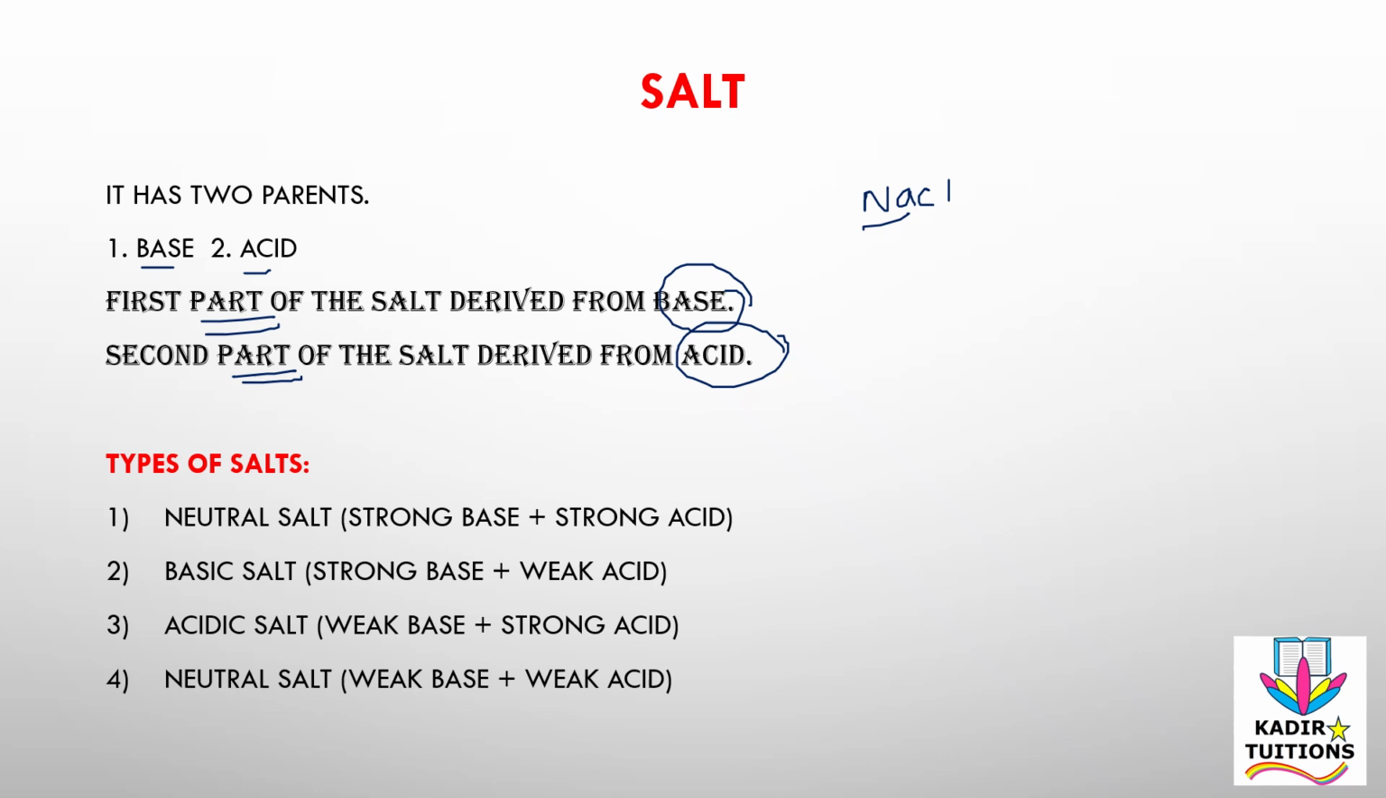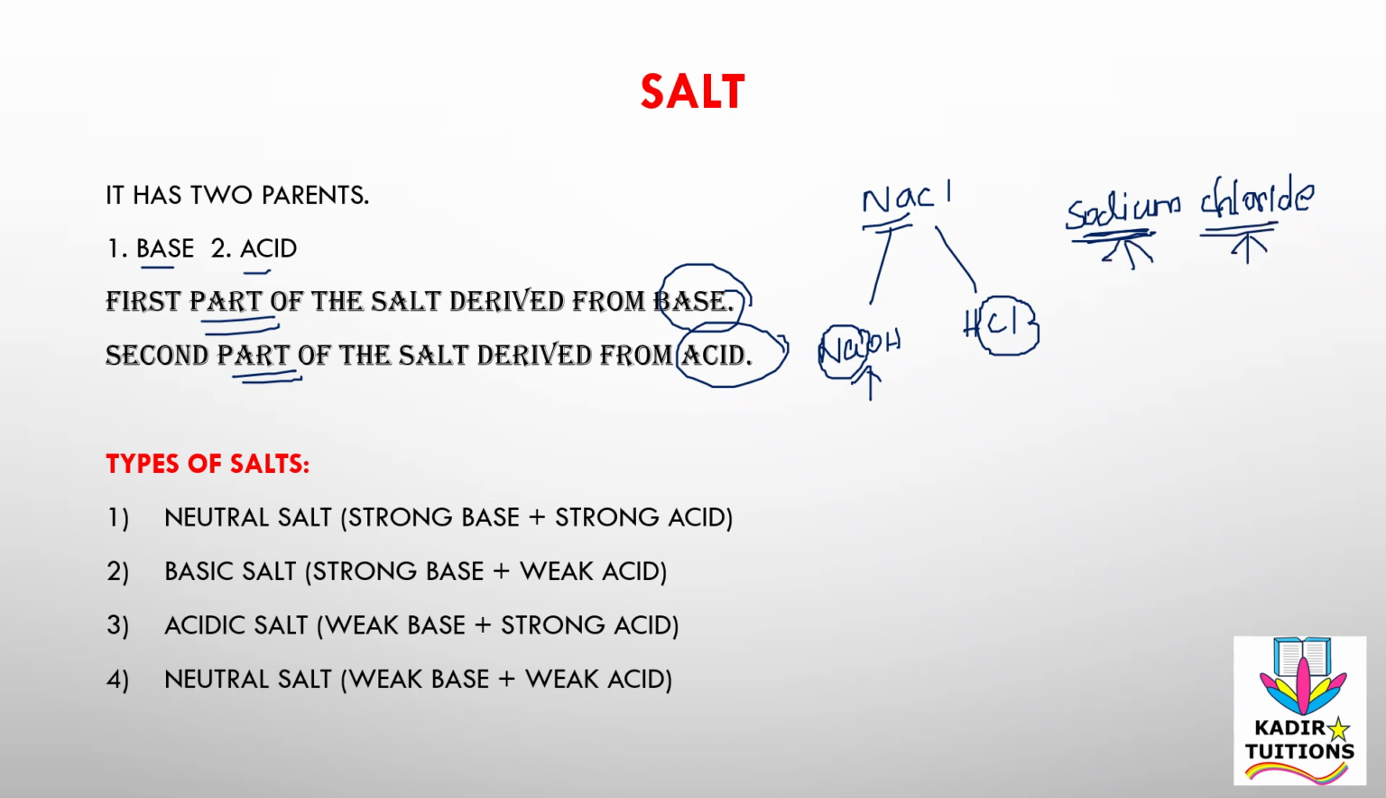How does this NaCl come from which base and which acid? What are the two parents for this NaCl? One is sodium hydroxide, another one is hydrochloric acid, right? So we take the first part from the base, which is sodium, and the second part from the acid, which is chloride. So it is going to be sodium chloride. In the name of the salt, the first part comes from the base and the second part is always derived from the acid. This is how we name the salt.